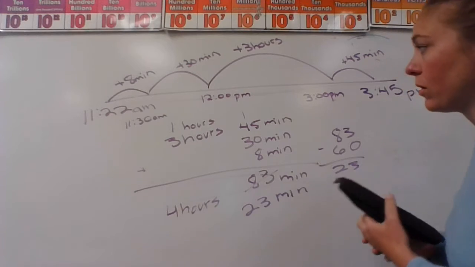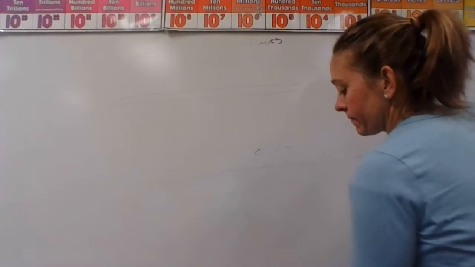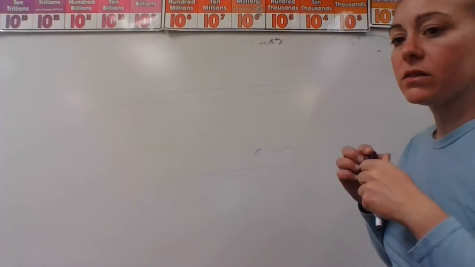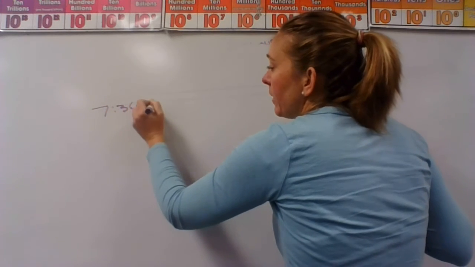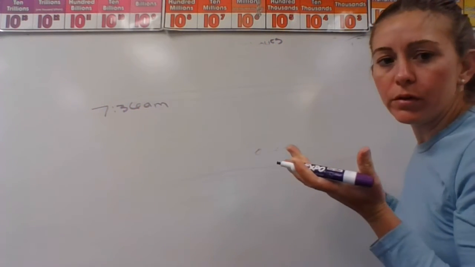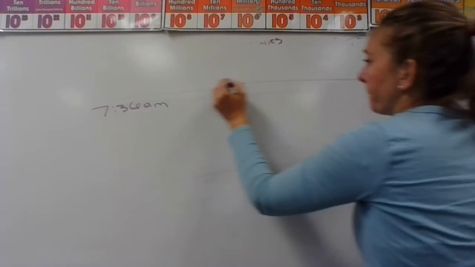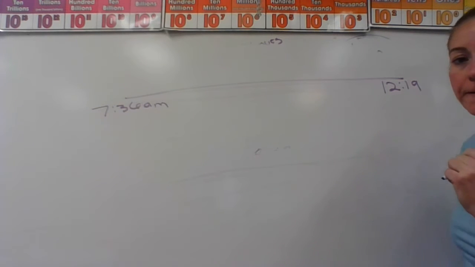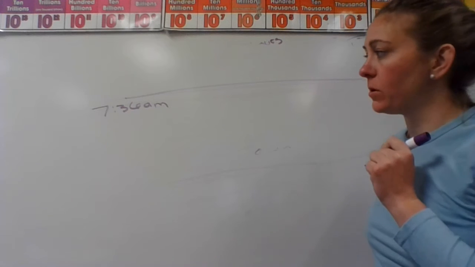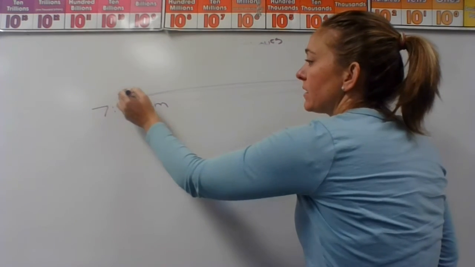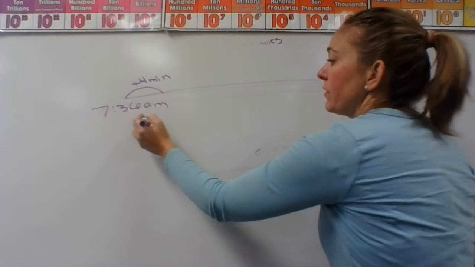Let's do one more real quick. All right, next one, let's start at 7:36 a.m. and we'll go to 12:19. All right, so set up my number line here. So remember, first thing, you want to get to a whole even hour. So I'm going to add 4 minutes first to get to 7:40. All right, 7:40.